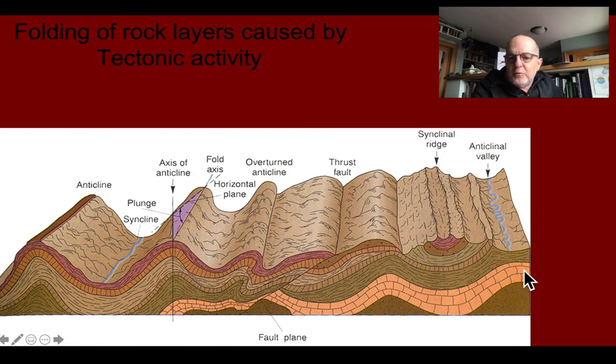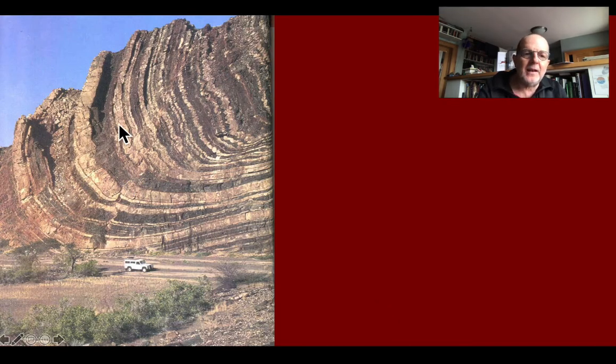And so you then can see how what had been horizontal layers, in this case of sedimentary rock, a limestone, a shale, a sandstone, have all been folded. And we see that in the real world. This is an amazingly huge rock formation that is folded into what would be a syncline.